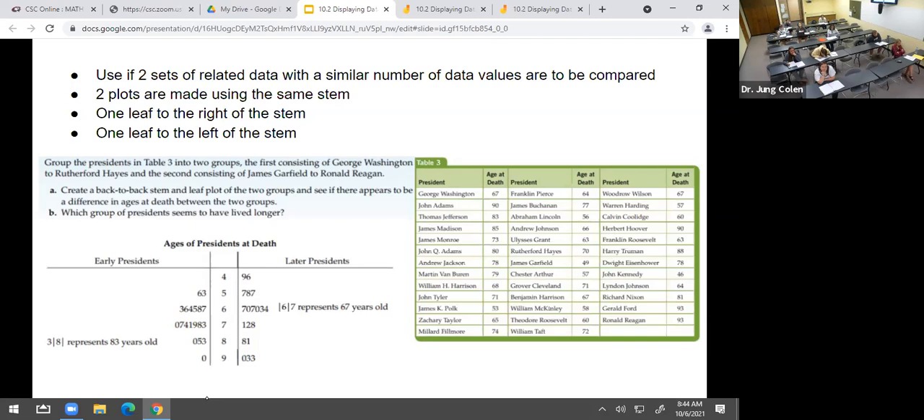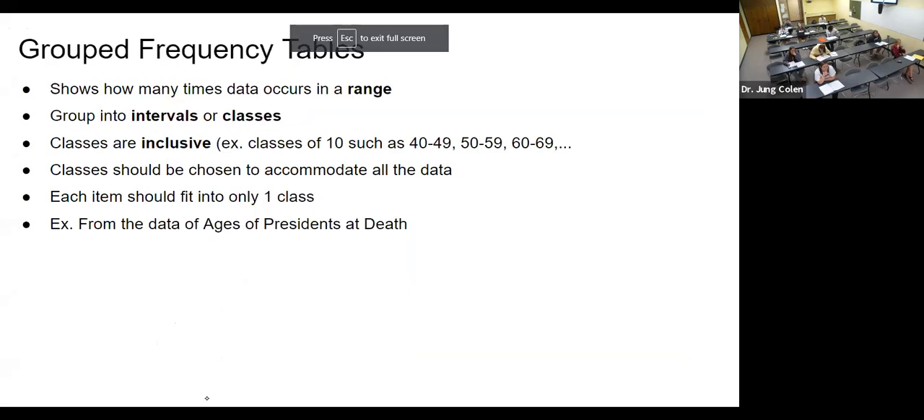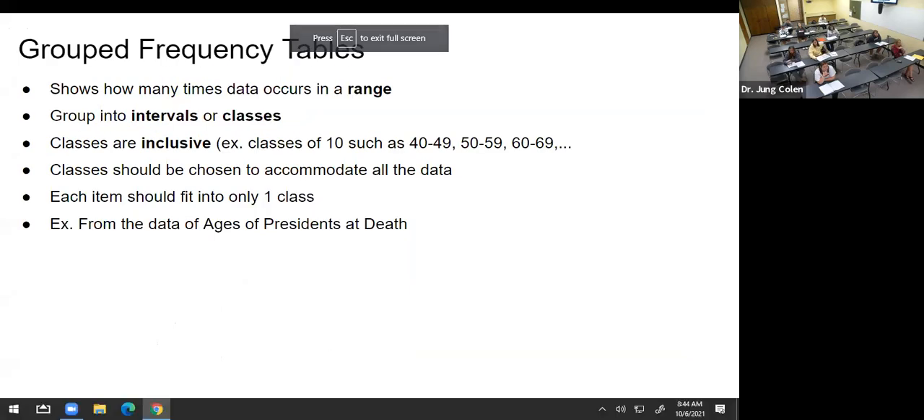So whichever side you are taking, you need to show with the data, okay? So there is interpretation right there, very good. Okay, the frequency table. Well, we use the frequency table a lot of times, right? So in a frequency table, you want to show how many times data occurs in a range. So we're gonna determine the range first, then you can determine the intervals.